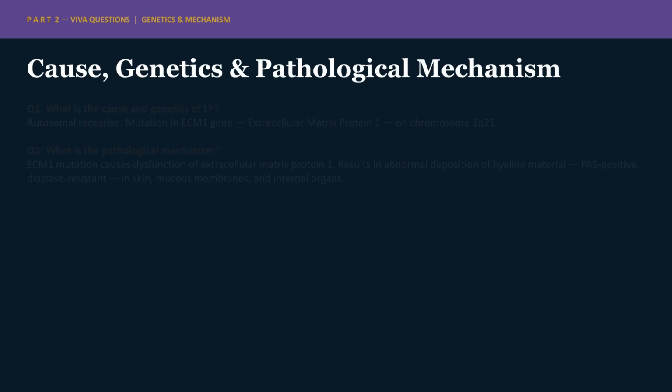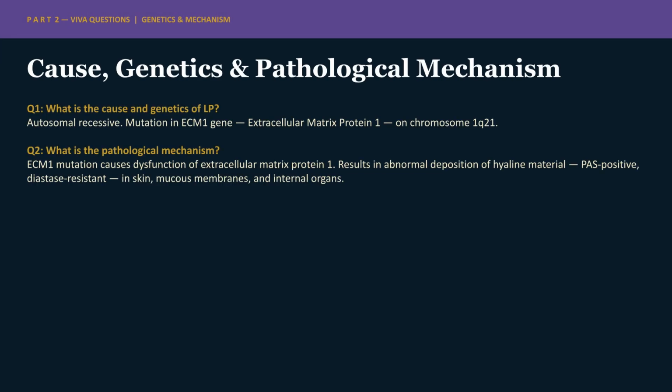The examiner asks, what is the cause and genetics of lipoid proteinosis? You answer, lipoid proteinosis is an autosomal recessive inherited disease. It is caused by a mutation in the ECM1 gene, extracellular matrix protein 1, located on chromosome 1q21. The examiner asks, what is the pathological mechanism? Mutation in ECM1 leads to dysfunction of extracellular matrix protein 1. This results in abnormal deposition of hyaline material, a PAS-positive diastase-resistant substance, in the skin, mucous membranes, and internal organs.